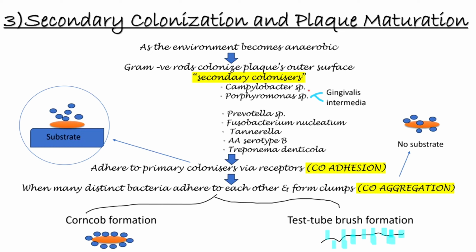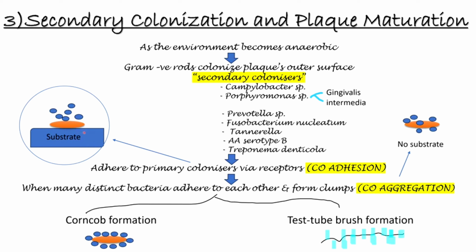They are Campylobacter species, Porphyromonas, Prevotella, Fusobacterium, Tannerella, Aggregatibacter actinomycetemcomitans serotype B, Treponema denticola. These secondary colonizers adhere to primary colonizers via receptors. This is called coadhesion. This is your substrate, or the pellicle, which contains a glycoprotein matrix.